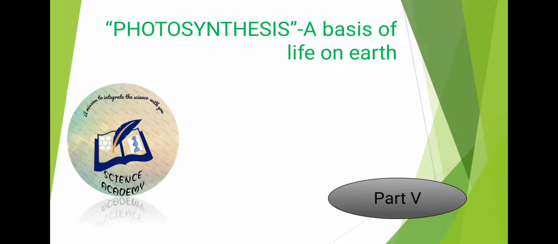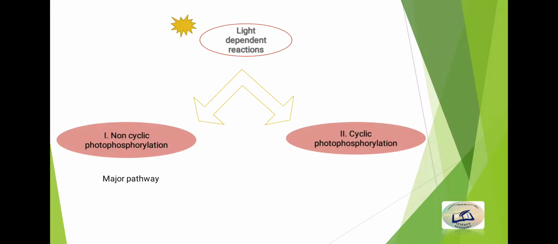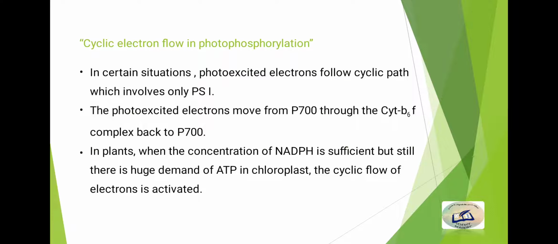Very good day, students. Today we will discuss another topic from our series on photosynthesis. All of you must know that today we will discuss cyclic photophosphorylation. In the previous class we discussed the non-cyclic part, which was the major pathway, and now we will discuss the not-so-major pathway, which is still a very active process in producing ATP, that is cyclic photophosphorylation.